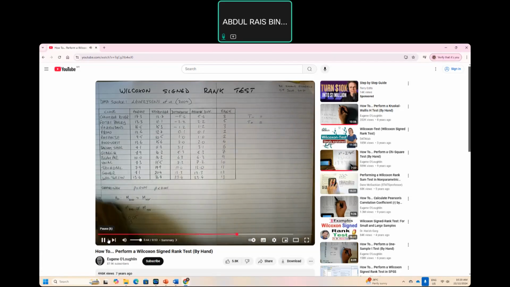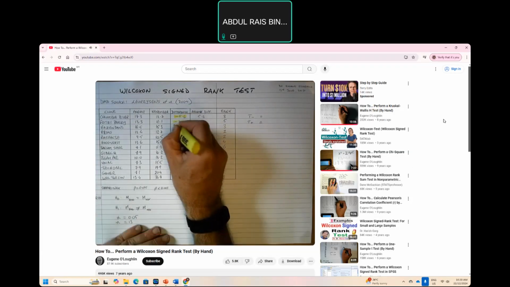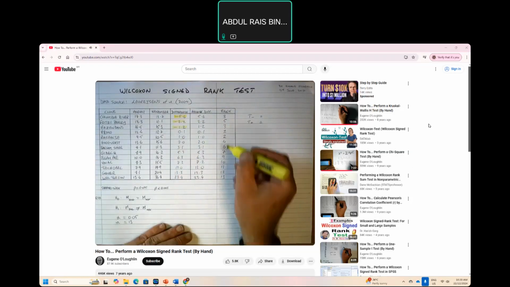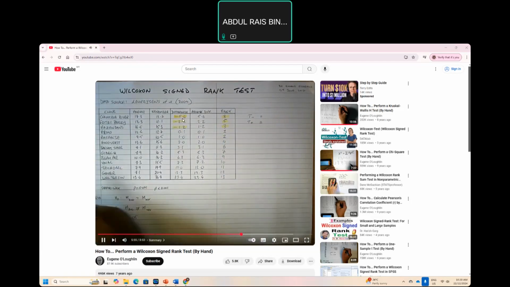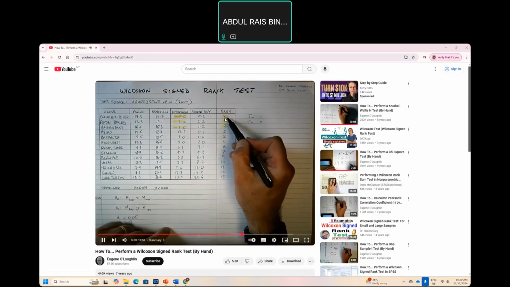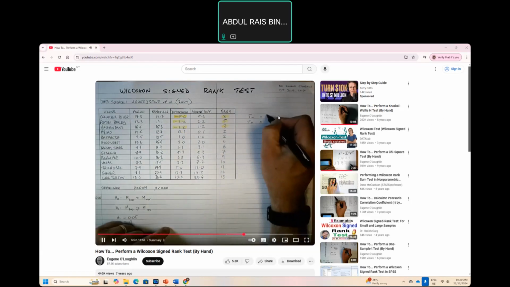To do that, I'm just going to use a highlighter here. Okay. So I need to highlight all of the negative values that are conveniently here at the top, and then select the ranks for each of those there. So these are all the negative values. So the rank sum of the negative ranks here is 8 plus 5 plus 3, which is 16.